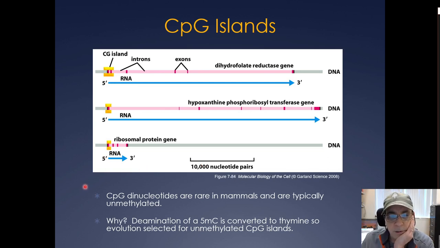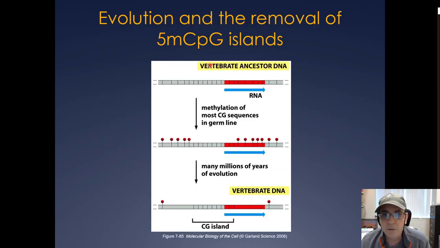And the reason I want to really drive home the message of why CpG islands are typically unmethylated is because if you have deamination of the 5-methylcytosine, it's converted to a uracil, and then when the DNA is copied, it becomes a thymine. So evolution has basically selected for unmethylated CpG islands. And this is something that I really want you guys to appreciate. Most CpG islands are unmethylated. Okay, there are some that are, and sometimes they become methylated in disease states, but in general, they're unmethylated. And here's sort of an example of that.